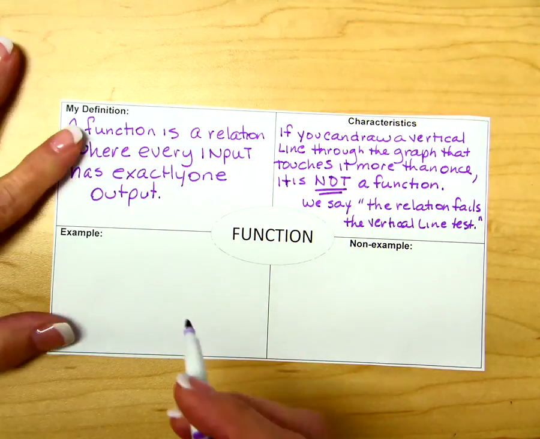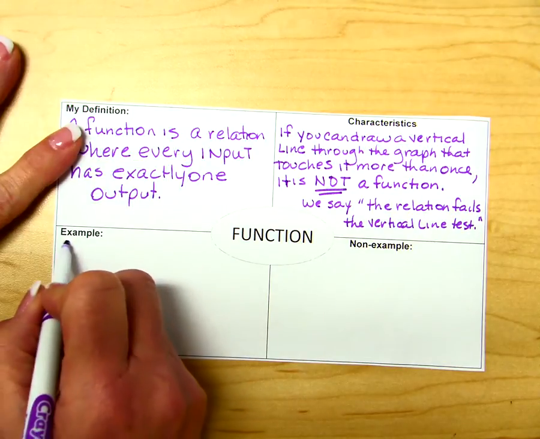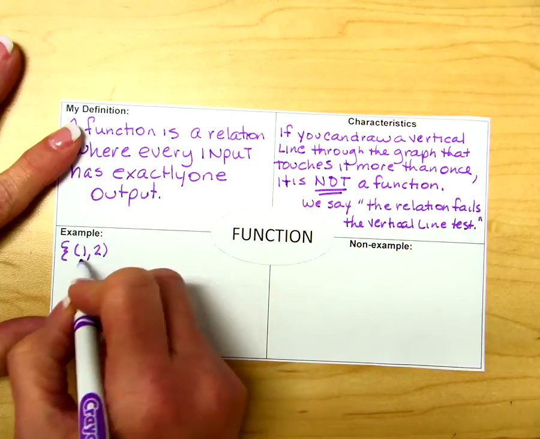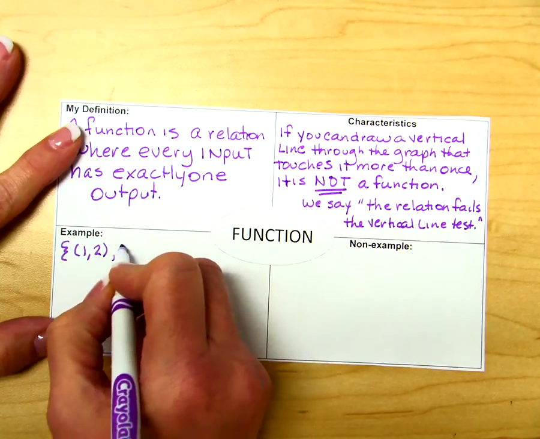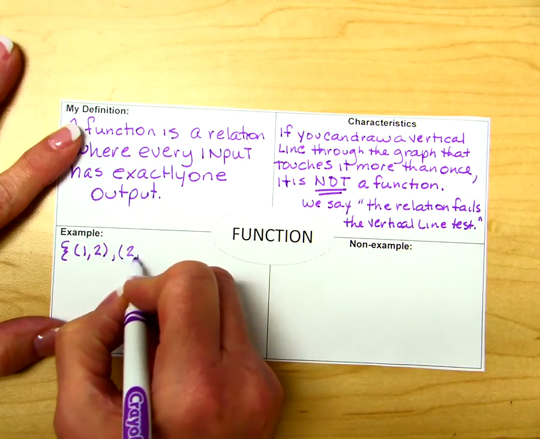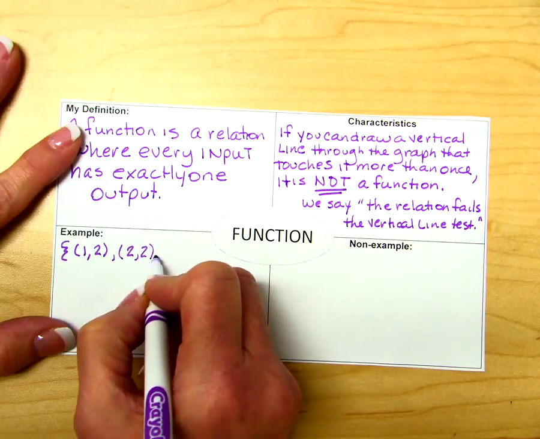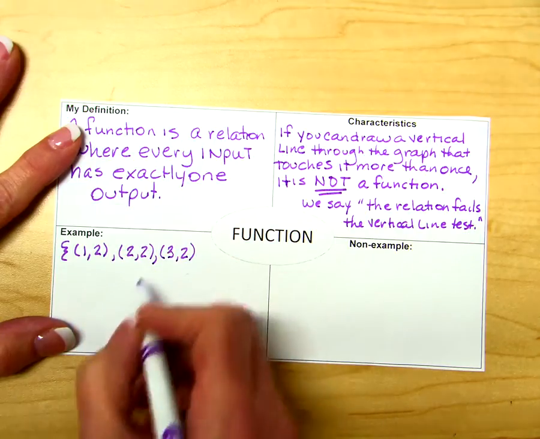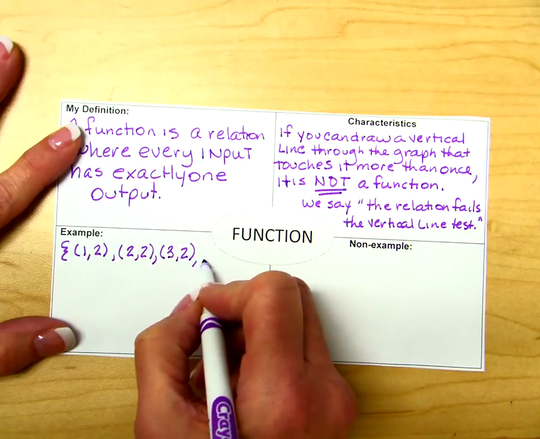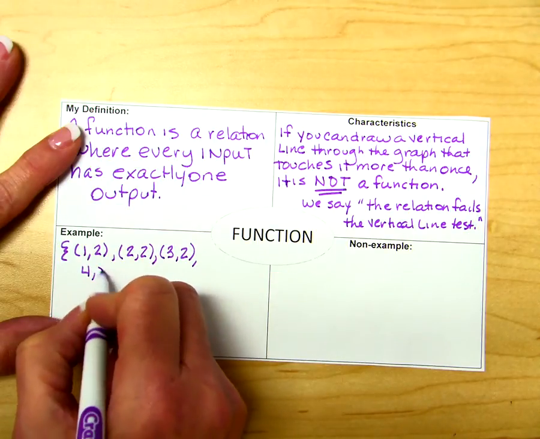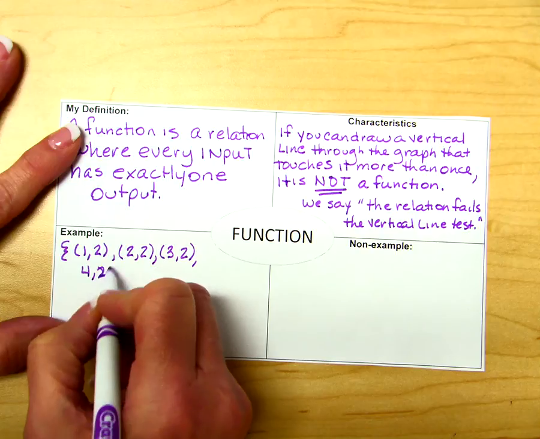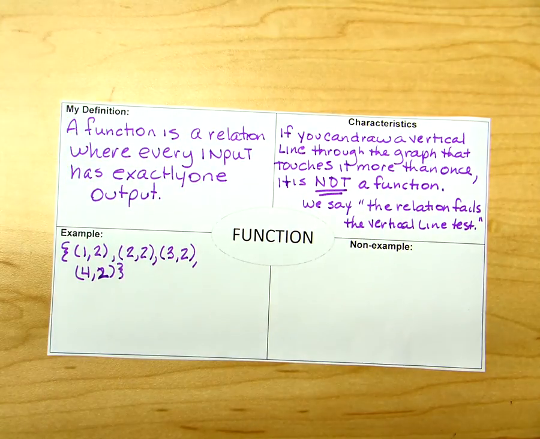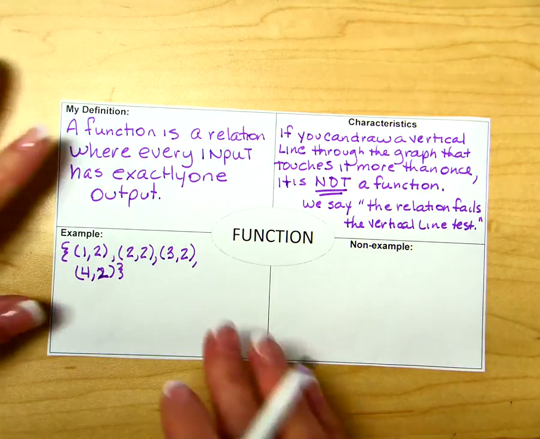Examples of functions include a set of ordered pairs, such as this set here. Notice an ordered pair has two numbers separated by a comma, surrounded by parentheses. And I'll go ahead and write this under here. And that set is in braces. We must have braces to show that.